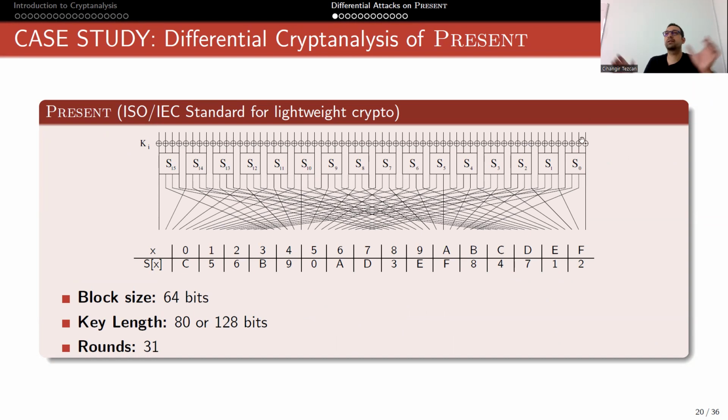After the key addition layer, you add the key to both of them. So the output differences are still the same, all 0 here and 1 here. This is not the input to the S box. This is the XOR of these two inputs. So after these S boxes, the output difference will still be 0 because if you put the same input to the S box, the output will be the same.